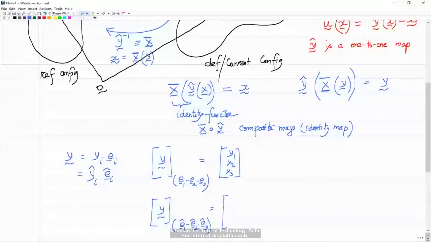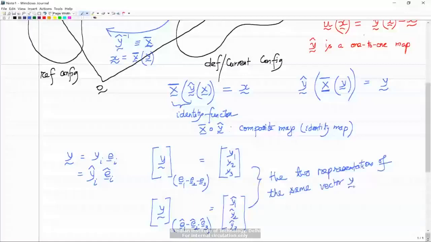Then in the hat coordinate system, it will look like this. It's different, right? So you can see that the two representations of the same vector y are different because they belong to different coordinate systems, right?